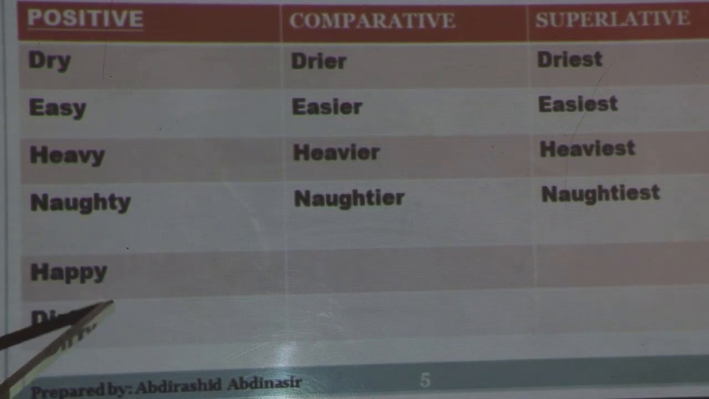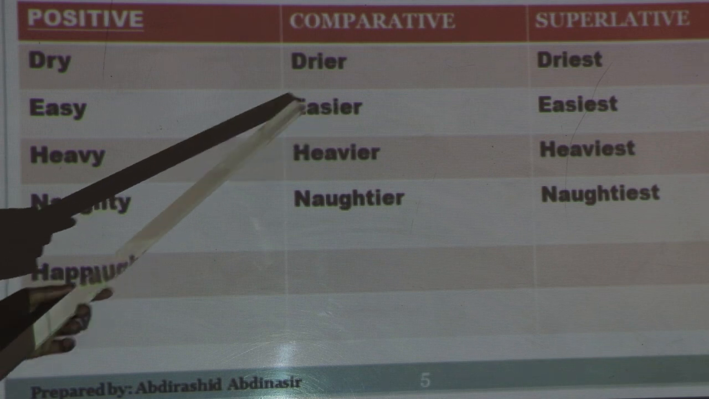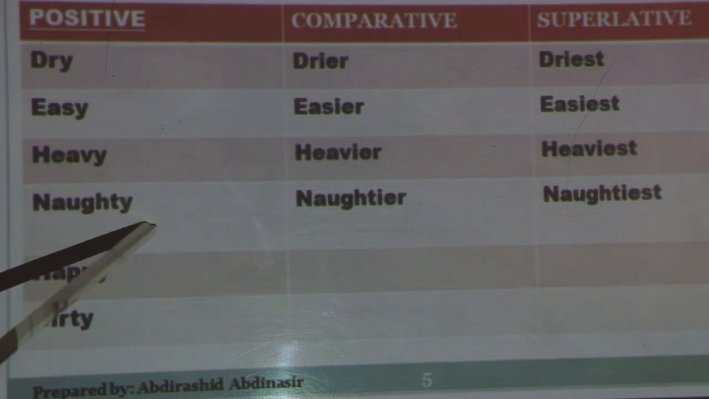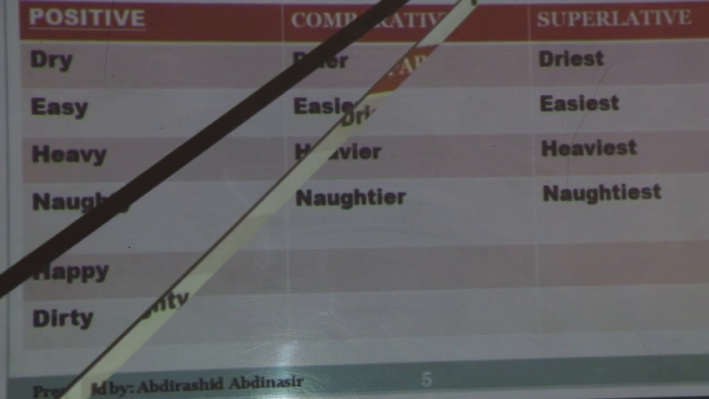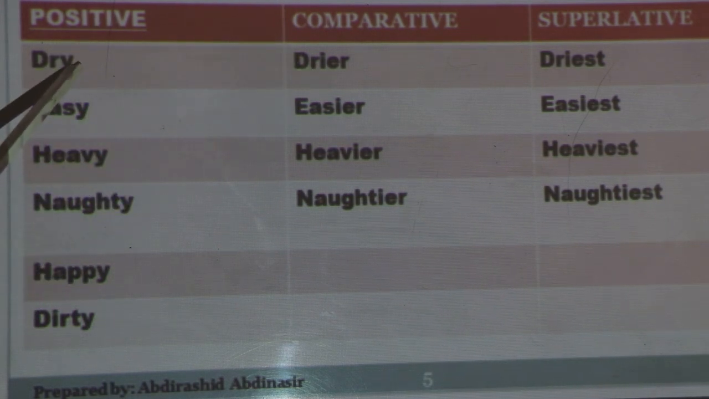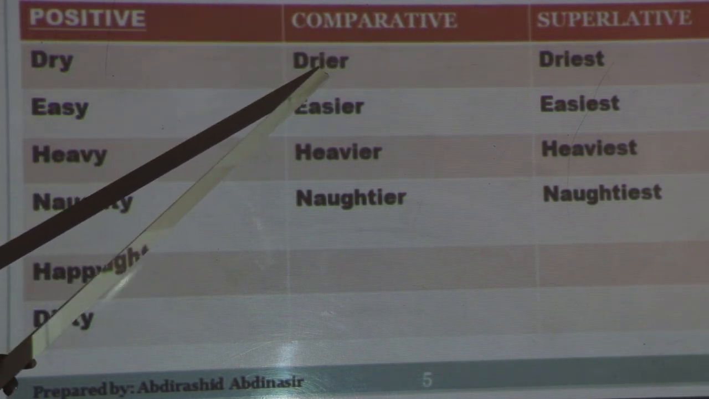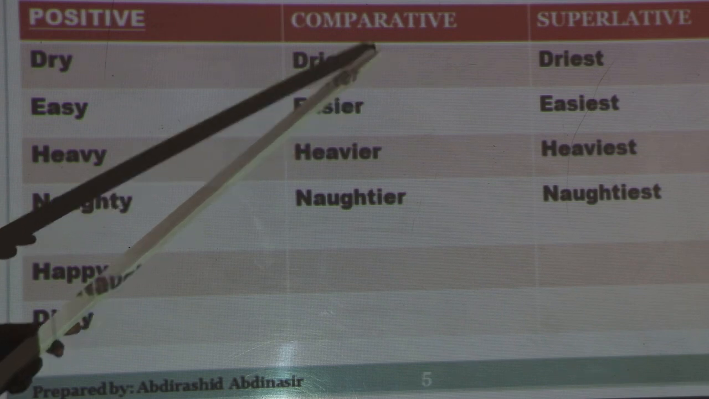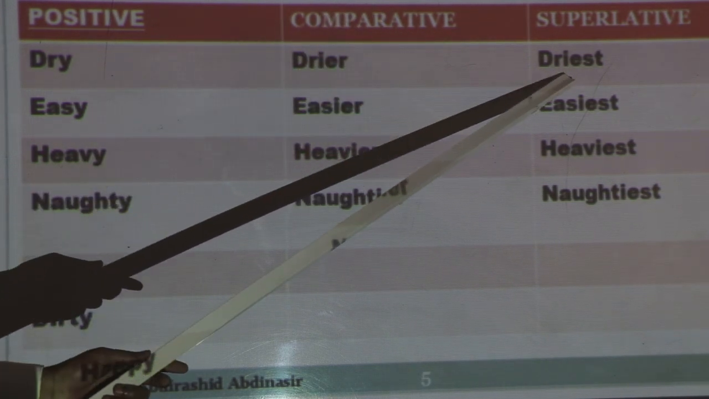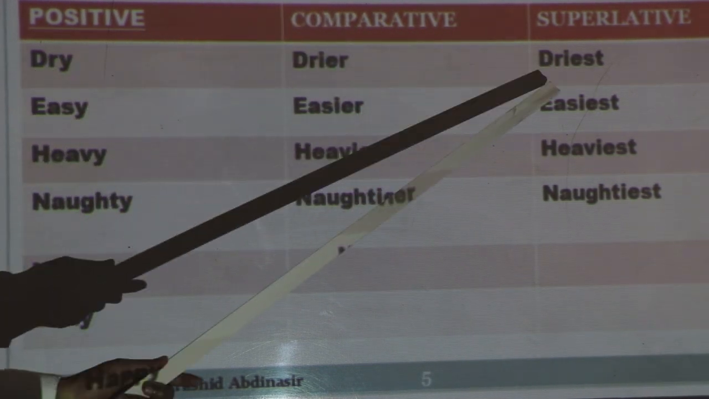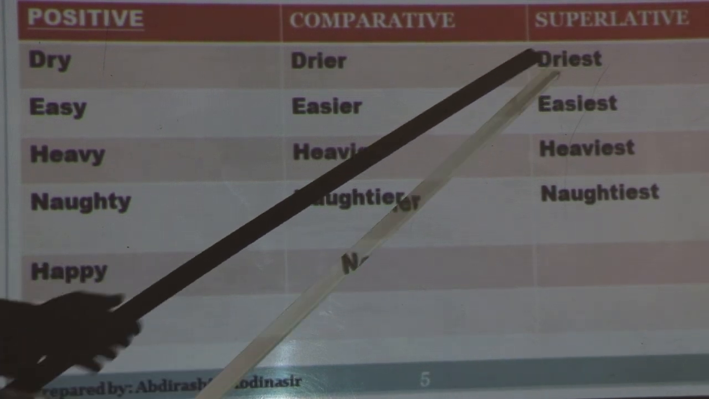For the rest, you're going to do it on your own. I think you have understood the way I'm trying to replace the Y. I'm going to change it to I, like this one. It was dry. I remove the Y, I replace it with an I, and then I add ER for the comparative. And this is Y. I remove the Y, I replace it with I, and I add EST.